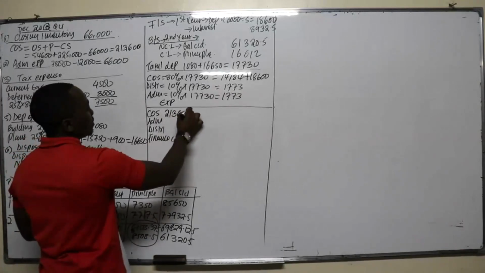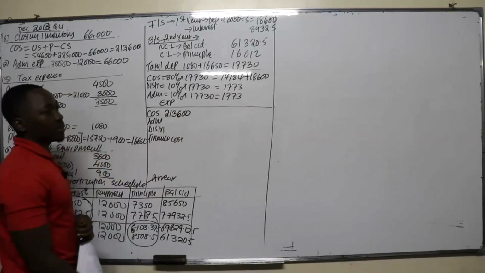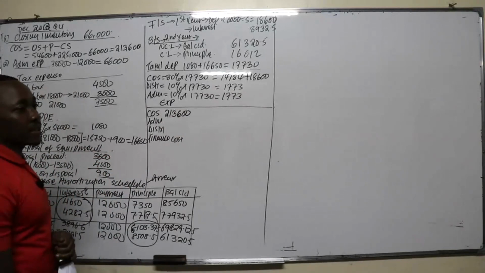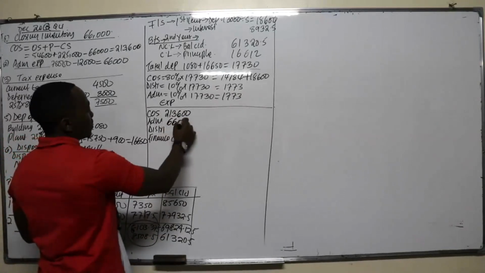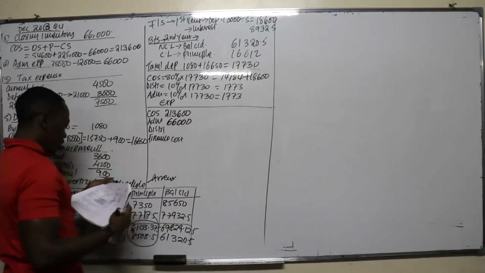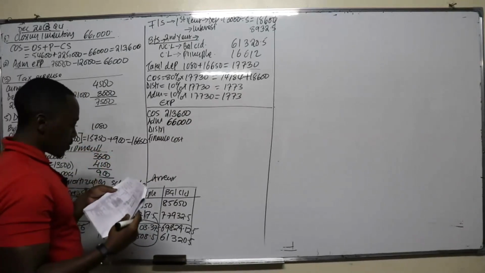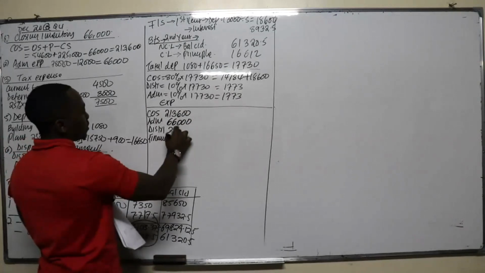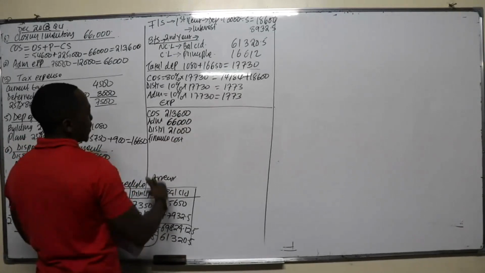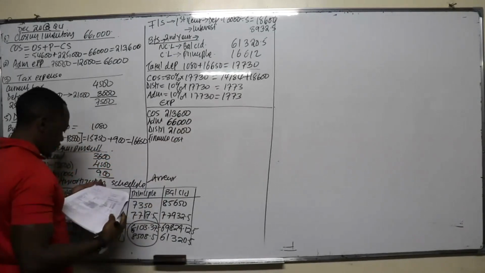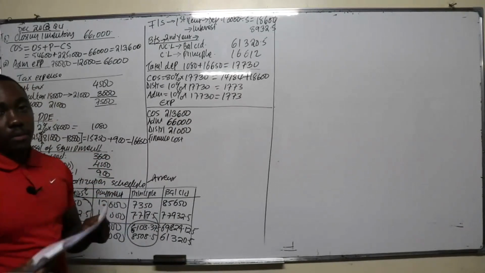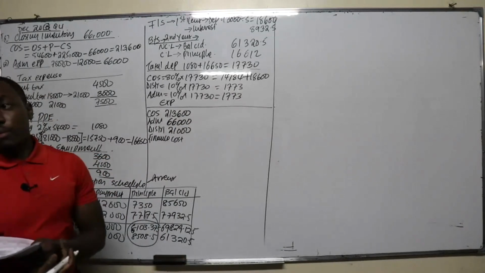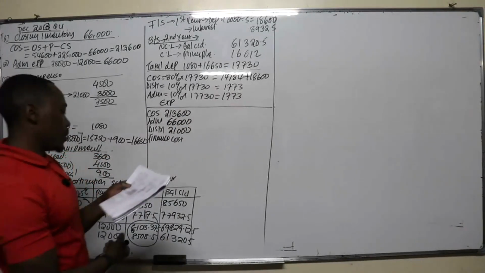$213. How much is the admin expenses? 66,000. Distribution, 21,000. Finance cost, 9,000.